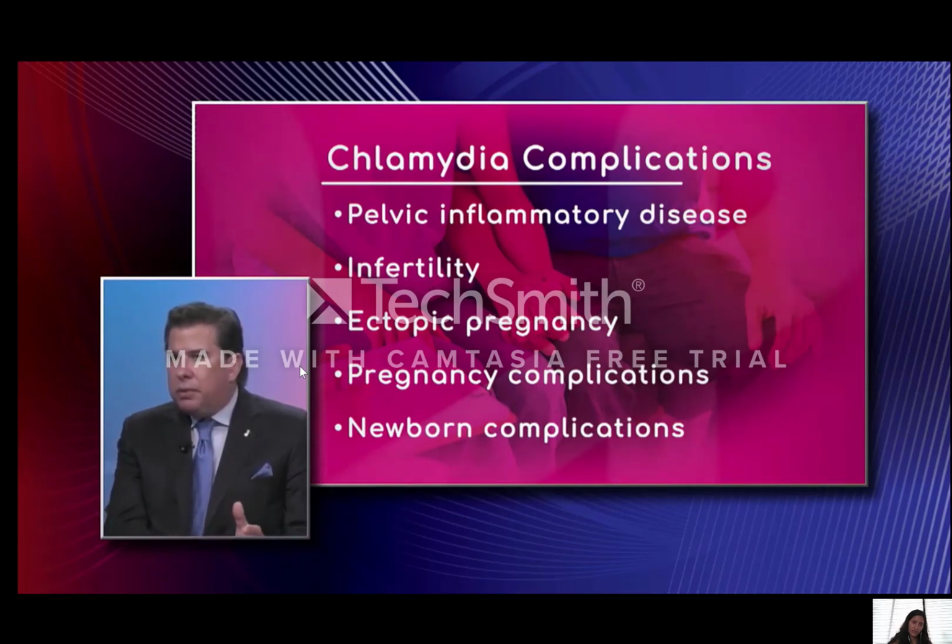What happens with ectopic pregnancy? Well, ectopic pregnancies are those pregnancies that occur outside the uterus that could rupture, and there's an increased risk of maternal mortality. As well as pregnancy complications, chlamydia infection could predispose to preterm labor and newborn complications. When babies are born, they use antibiotic on the eyes, and the reason is to prevent chlamydia infections.